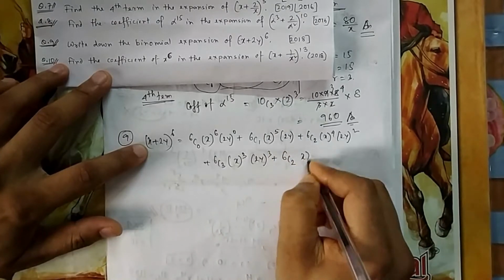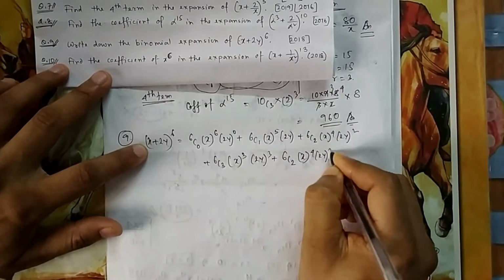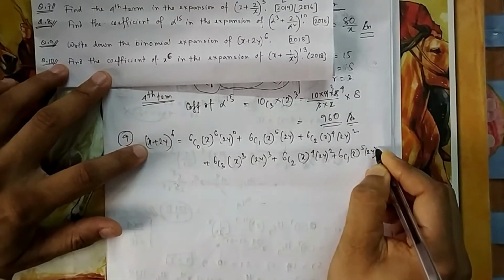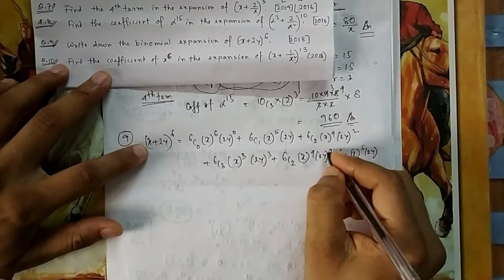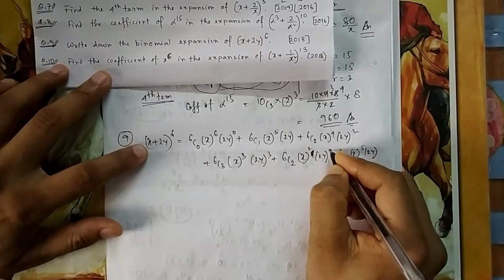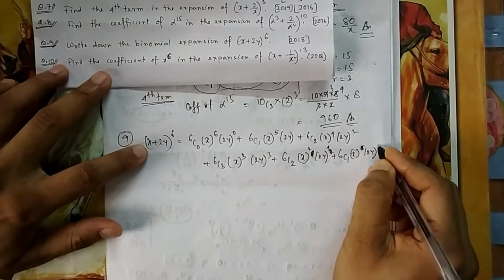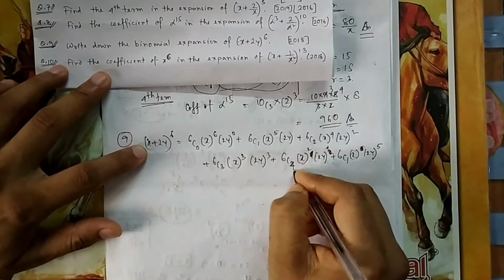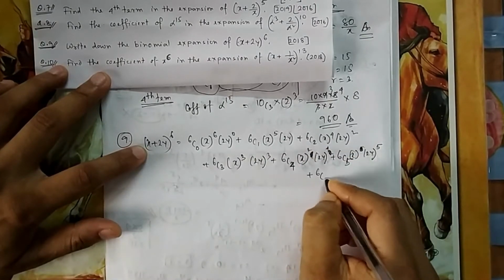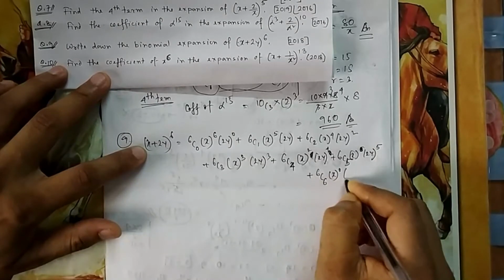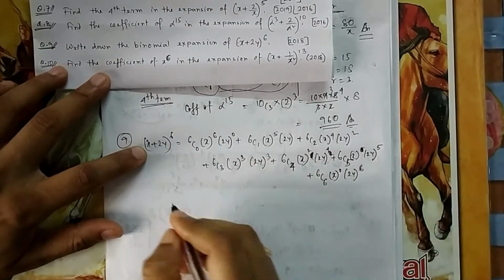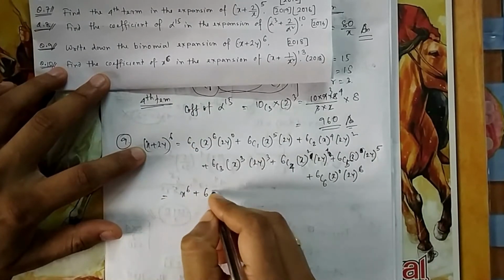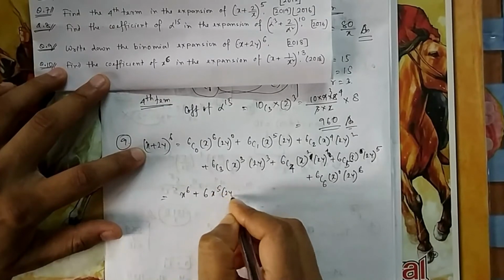6c4, x square, 2y to the power 4, 6c5, x, 2y to the power 5, and then the last one will be 6c6, x to the power 0 and 2y to the power 6. So ultimately if you simplify, it will be x to the power 6 because these are 1. 6c1 is 6, x5, then 2y.